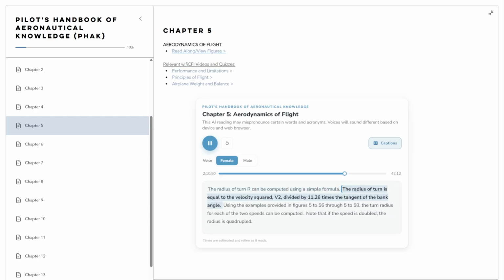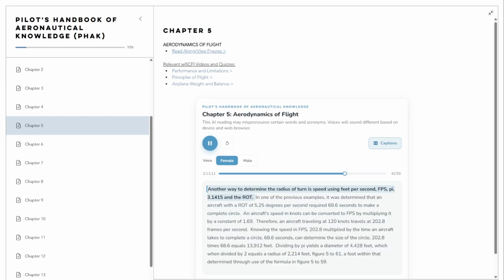The radius of turn is equal to the velocity squared, v², divided by 11.26 times the tangent of the bank angle. Using the examples provided in figures 5-56 through 5-58, the turn radius for each of the two speeds can be computed. Note that if the speed is doubled, the radius is quadrupled.